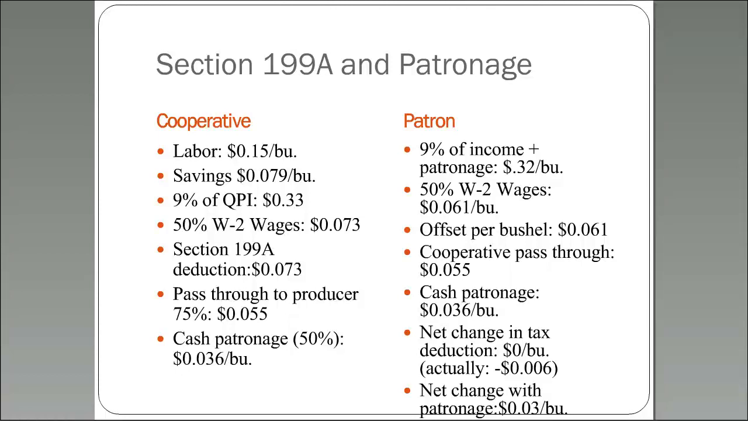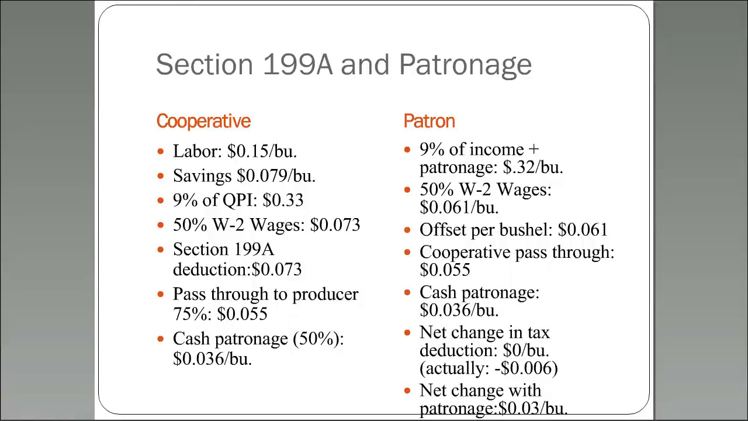And so they could have an offset of 6 cents a bushel, which is half of their W-2 wages. So if they deliver to the cooperative, they immediately get a 6 cent a bushel reduction in their 20% deduction, their pass-through entity deduction. So here, in this case, the cooperative is giving them that 75% pass-through back. They're also getting them cash patronage. So pretty much at this 75% level, it's a wash as far as tax deduction, and so I have made this come out so that they gain 3 cents a bushel, just a little bit less than their patronage.